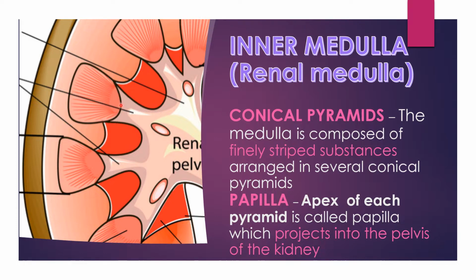Then another term, papilla. At the apex of each pyramid, you can see this is the apex of each pyramid. This apex of each pyramid is called papilla. Then this apex, or the papilla, projects into the renal pelvis. What does this papilla project into? It projects into the renal pelvis, or pelvis of the kidney. We can use the term renal because it is related to the kidney.